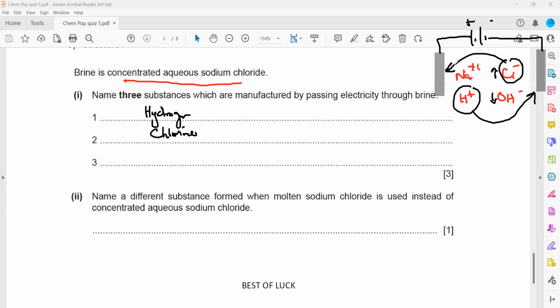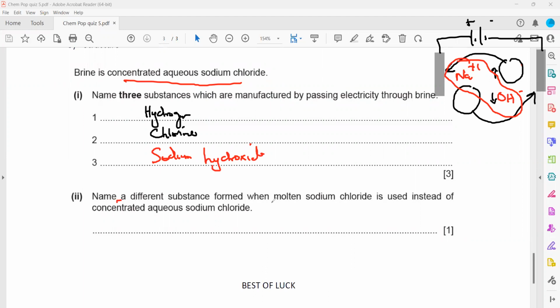And what is the third product? What is the third product means what is left? So when hydrogen is removed and chlorine is removed, what are we left with? We are left with sodium hydroxide or NaOH. So the third product will be sodium hydroxide. So hydrogen ions move towards the cathode, so it will give off hydrogen gas. Chloride ions move towards the anode, forming chlorine gas. And sodium and hydroxide combine with each other to form sodium hydroxide.